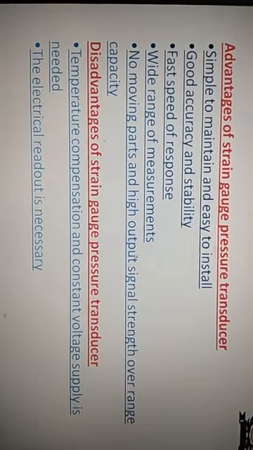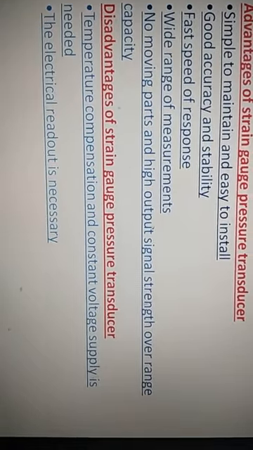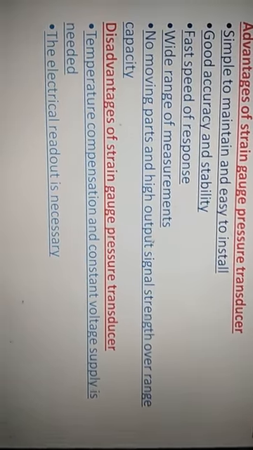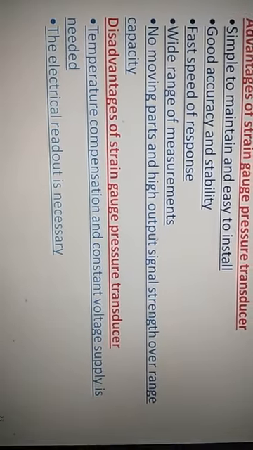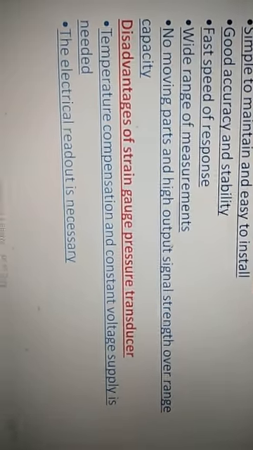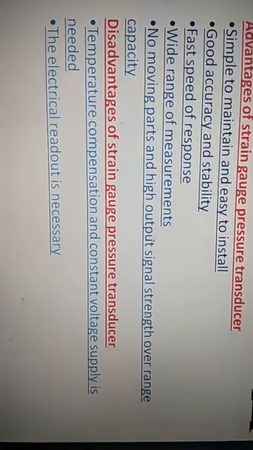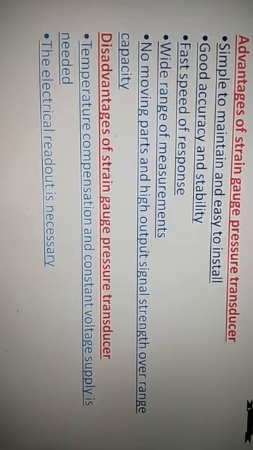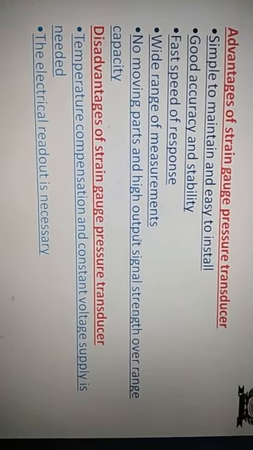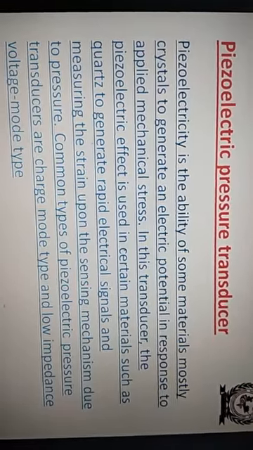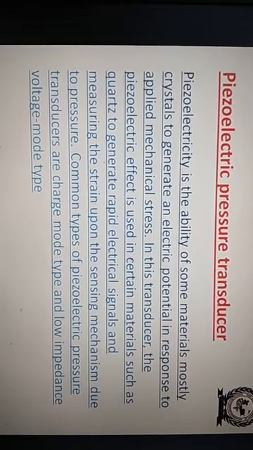Disadvantages of the strain gauge pressure transducer: temperature compensation and a constant voltage supply are needed. When we use the strain gauge in a bridge, as one of the arms of the bridge, then we need temperature compensation of the circuit, and we require a constant supply voltage. Otherwise, there will be a change in the measurement of the pressure. The electrical readout is necessary. So this is about the pressure transducer called the strain gauge, electric transducer.